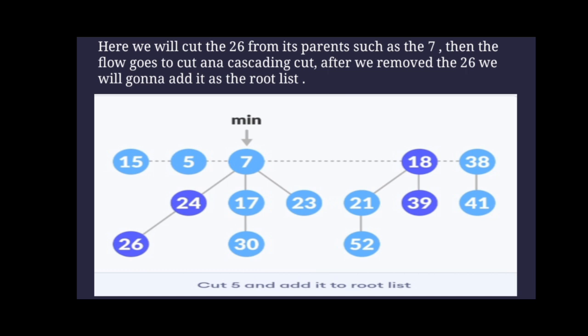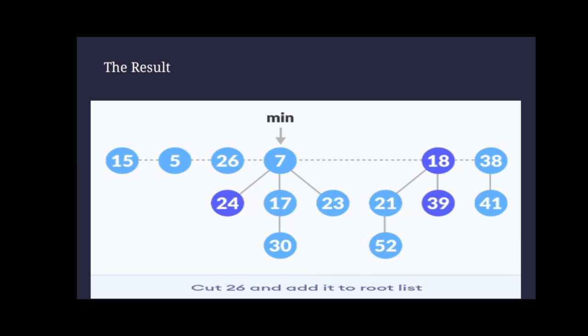So dito, tanggalin na lang natin yung 26. Natanggal na siya as the child node of the 7. Then we will gonna add it as a root node right beside the 7. And mamarkahan natin ito as a false.